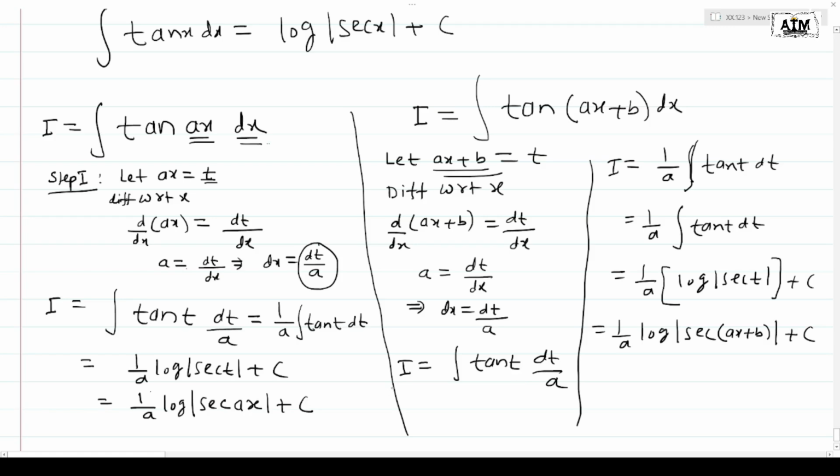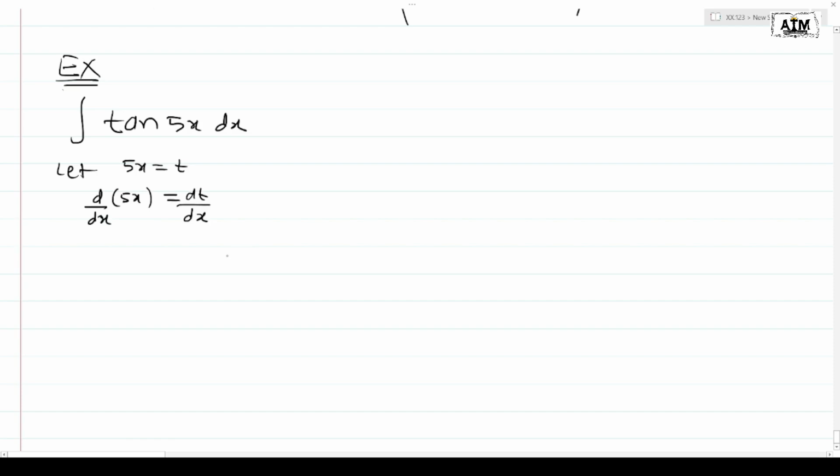Let's take one example. Suppose we wish to find integration of tan 5x with respect to x. Then let 5x equal t, then differentiation of 5x with respect to x equals dt by dx. The given question is not in standard form. To convert into standard form, we need to make the substitution, so it can also be called the substitution method. So derivative of 5x is 5 equals dt by dx, implies dx equals dt upon 5.